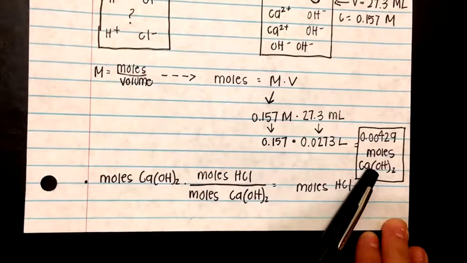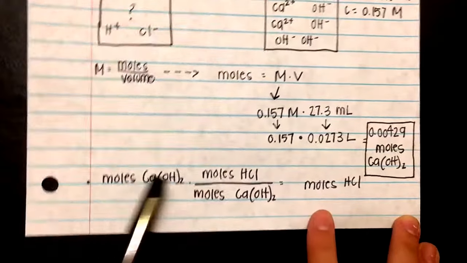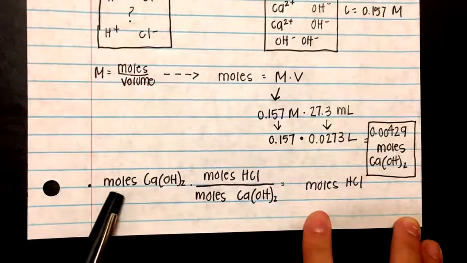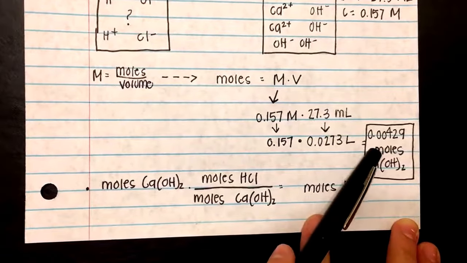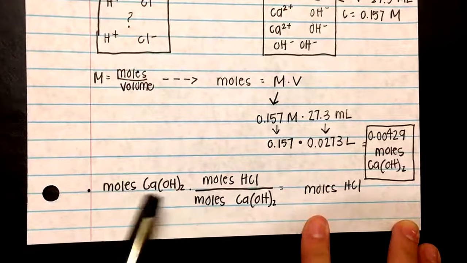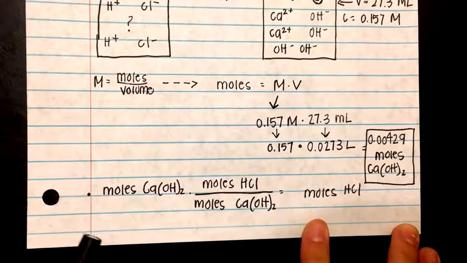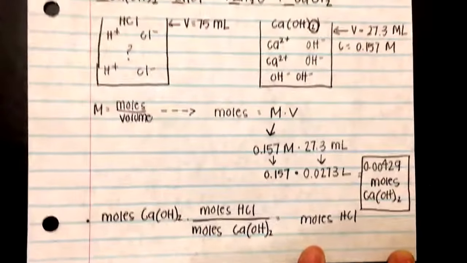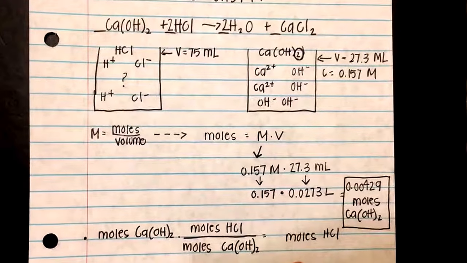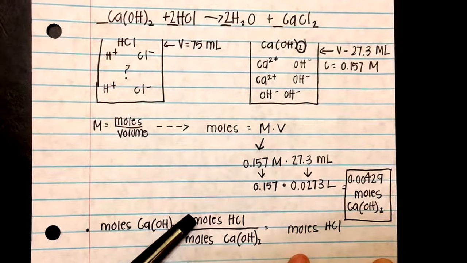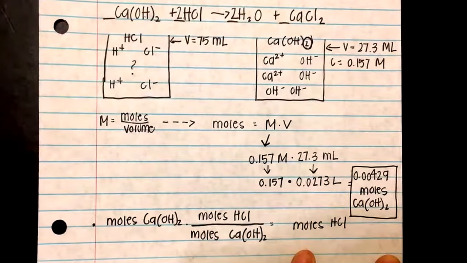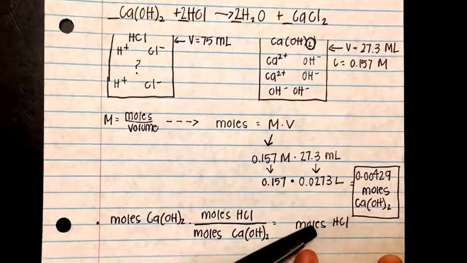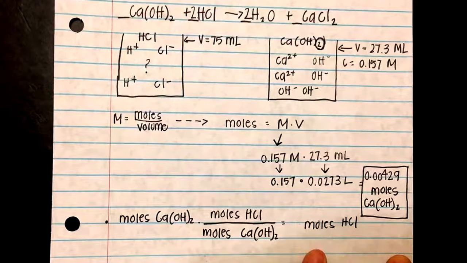Our next step is to find the moles of HCl after we have already found the moles of Ca(OH)2. So we're going to use the mole-to-mole ratio by doing moles of Ca(OH)2, which we just found, divided by the moles of Ca(OH)2 given to us in the balanced equation, over the moles of HCl given also in the balanced equation to get the total moles of HCl.